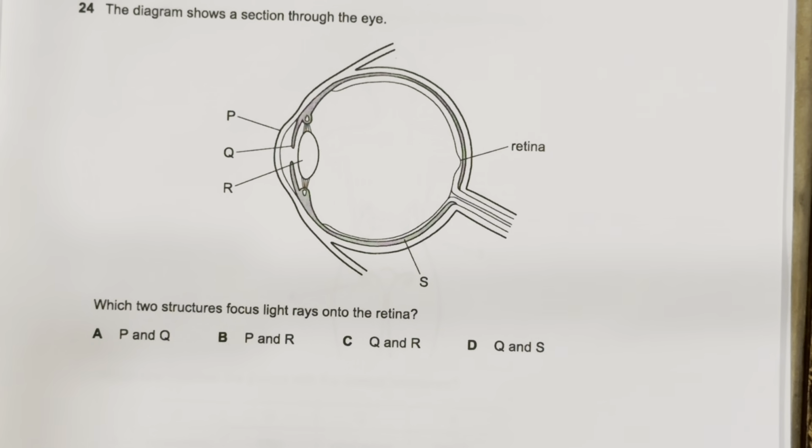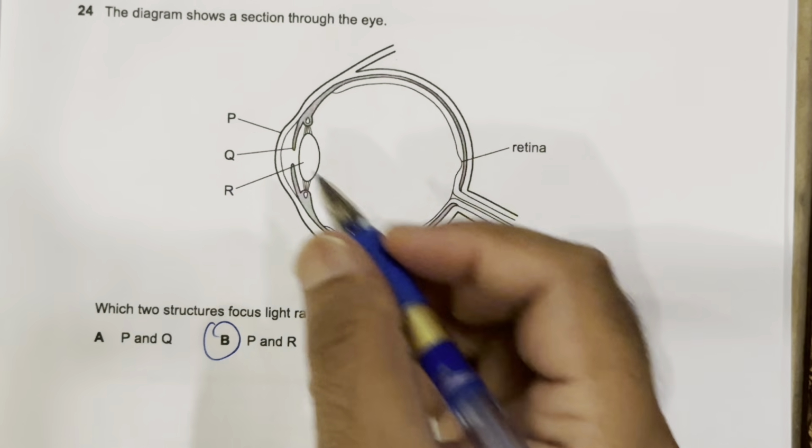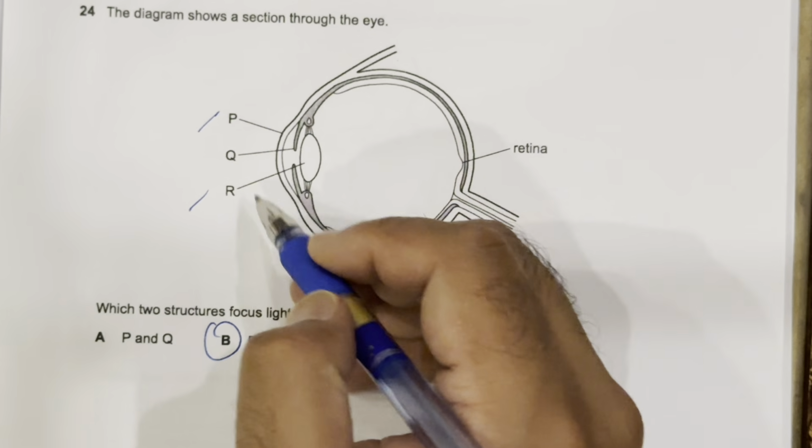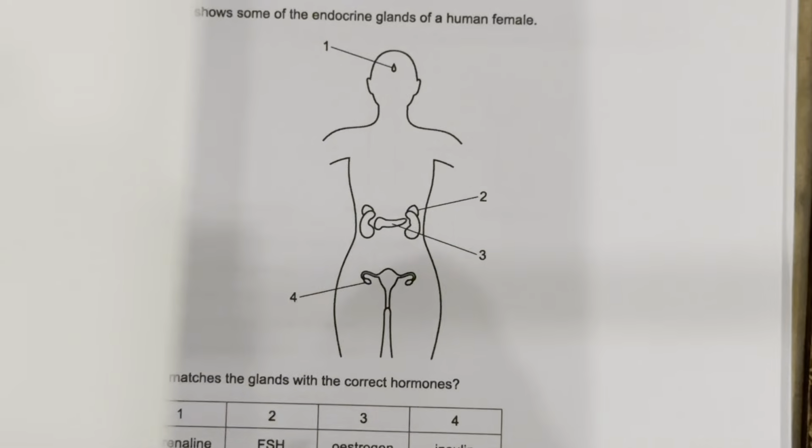Moving to question number 24. The diagram shows a section through the eye. Okay, we know that P is the cornea, Q is the iris and R is the lens. Which two structures focus the light onto the retina? So P and R are the two options. It means the cornea and lens are the two structures that focus light rays onto the retina. So option B is carrying P and R. So that's right, it is correct. Remember, P is the cornea, R is the lens and Q is the iris. Okay, moving to question number 25.